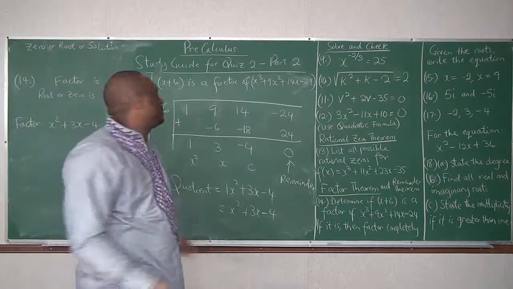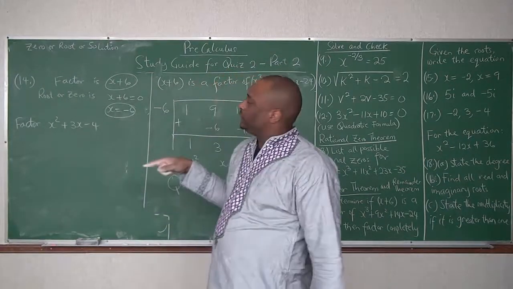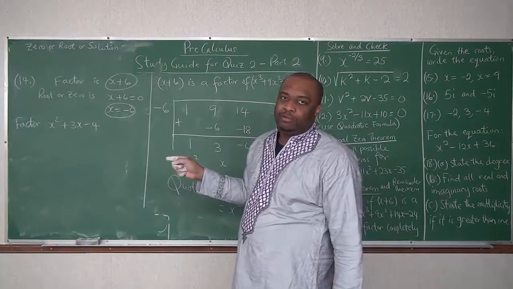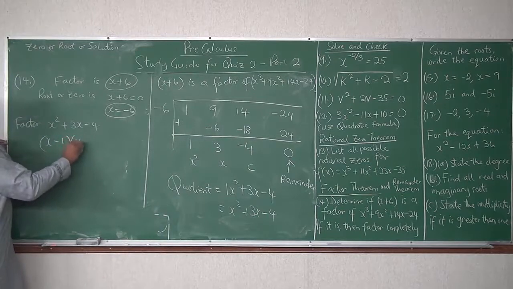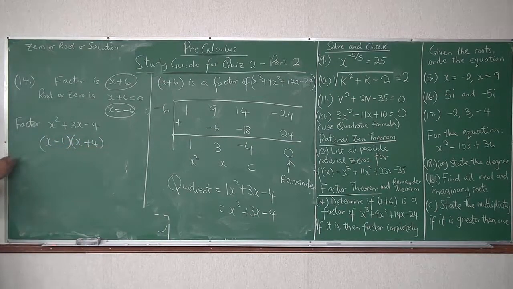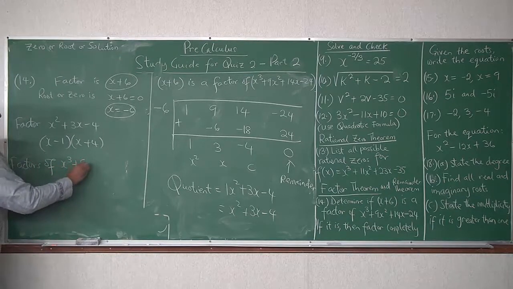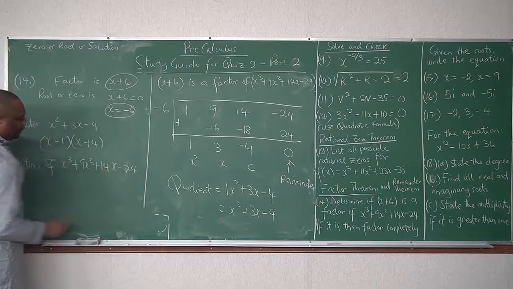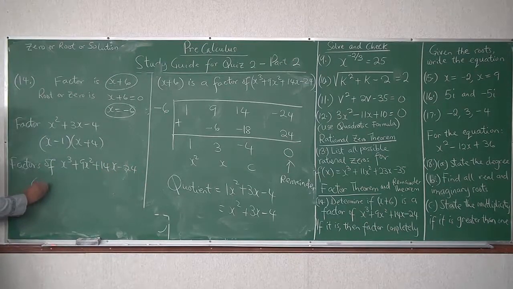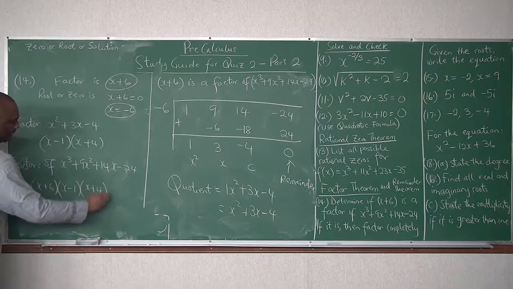Minus 4 times x squared is minus 4x squared. 1 and minus 4 will not work. Minus 1 and 4 will work. So x minus 1, then x plus 4. So folks, what are the factors of x cubed plus 9x squared plus 14x minus 24? The factors are x plus 6 times x minus 1 times x plus 4.